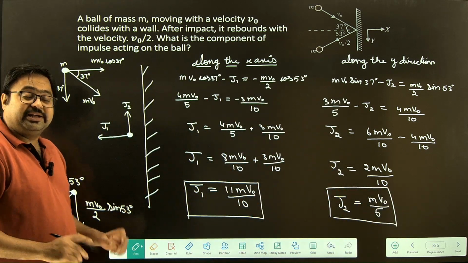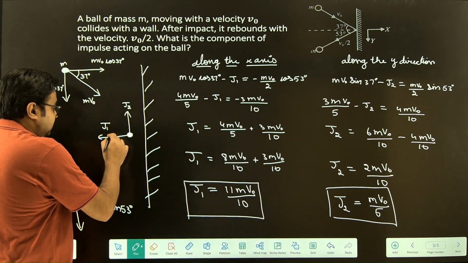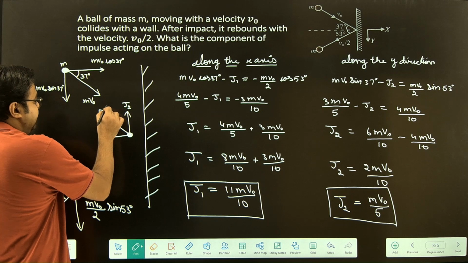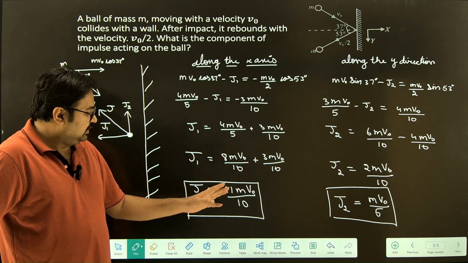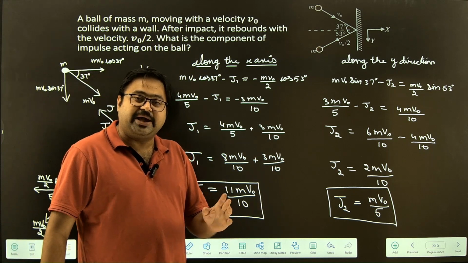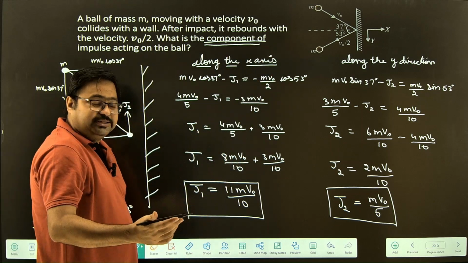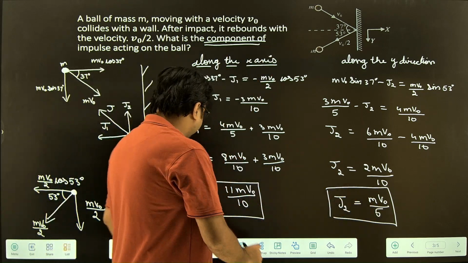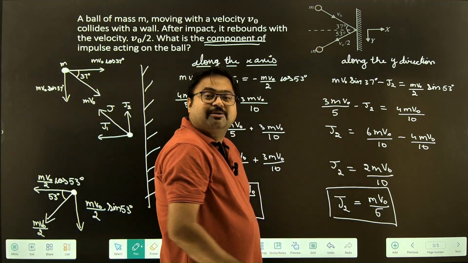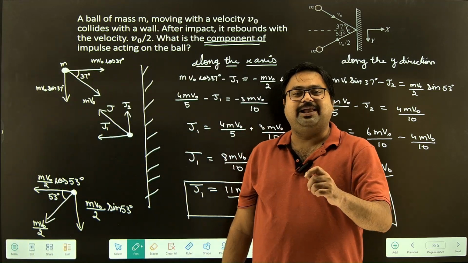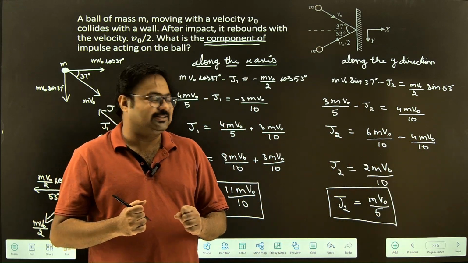So the ball receives impulses in these directions. So the total impulse would be in that direction, and that's J. It would be the vector sum of both of these. So it would be root of J1 square plus J2 square. But the question only asks me to calculate the components. So we have calculated the components. This is the X component of impulse, and that is the Y component of impulse. Now that's how you apply impulse momentum theorem and get the impulse for bodies.